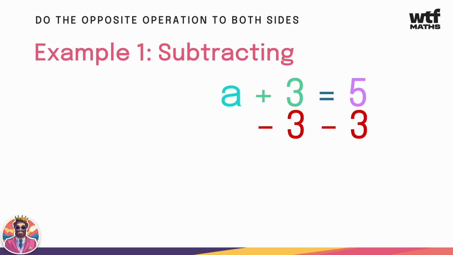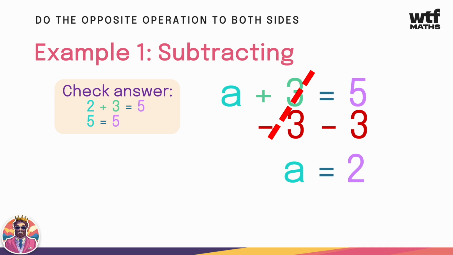Now, 3 take 3 just cancels out and makes 0. So really, all that we're left with is a. And a is going to be equal to 5 take 3, which is 2. So our answer should be 2. And if we check our answer by taking 2 and putting it where a was, 2 plus 3 is 5. And the left equals the right. So we must have the right answer.